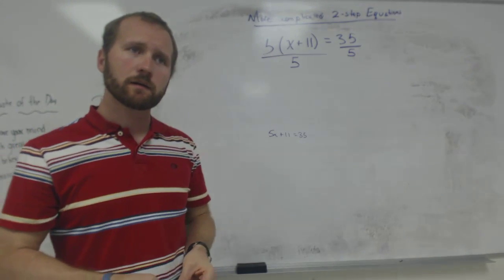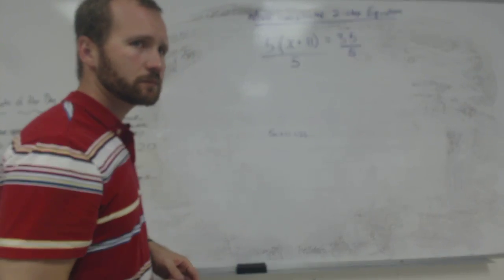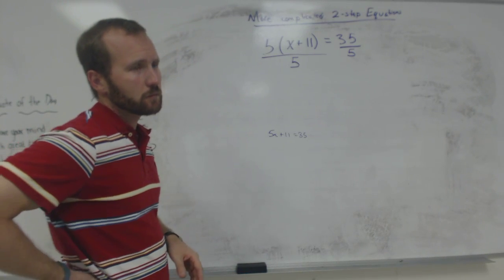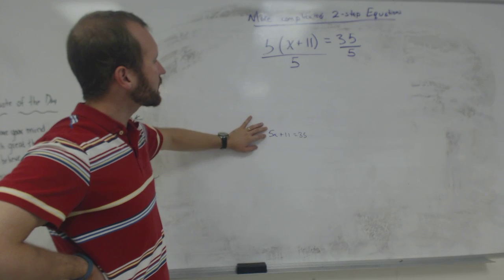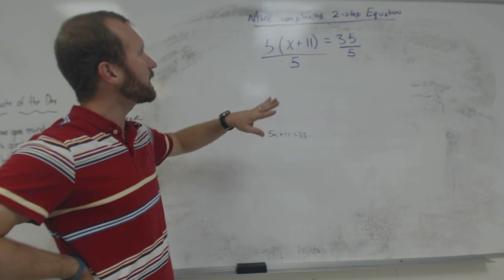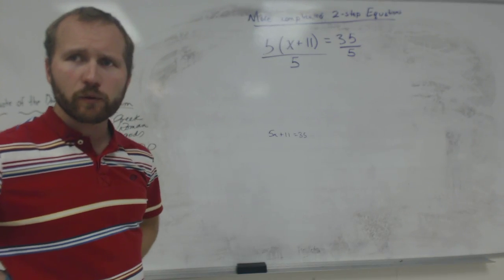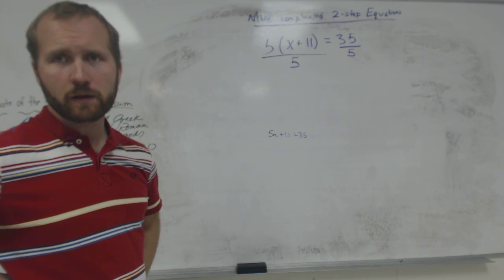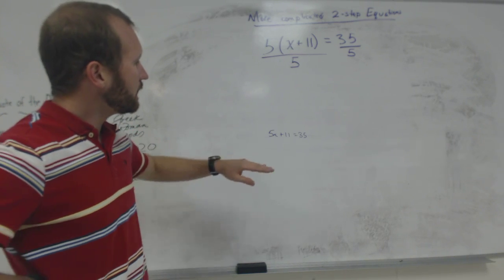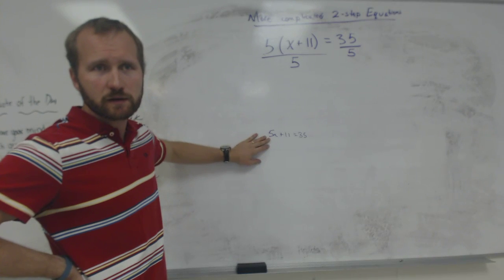Yeah. You don't have to. Well, I'm going to take that as one. They both have a 5, they both have an x, they both have an 11, they both have an equal sign, they both have a 35, they both have a plus symbol. Yeah. They don't have parentheses. This one doesn't have parentheses. Oh, right.